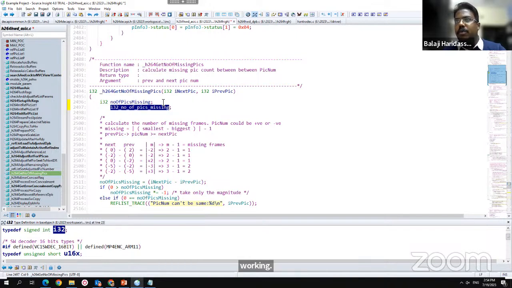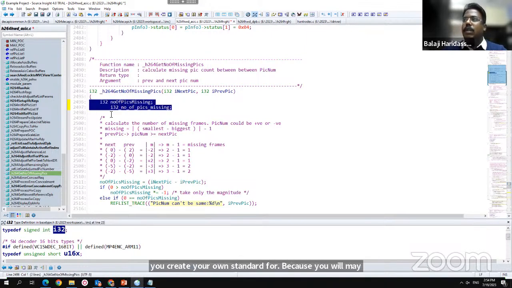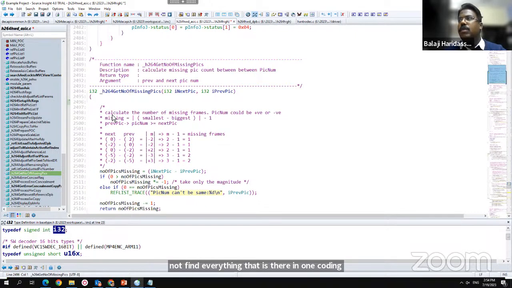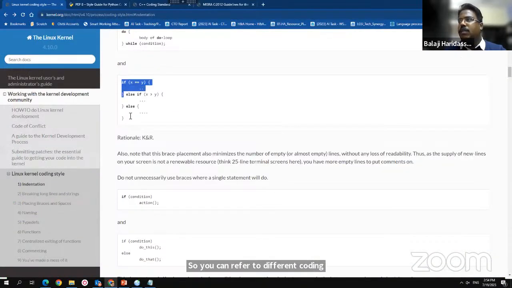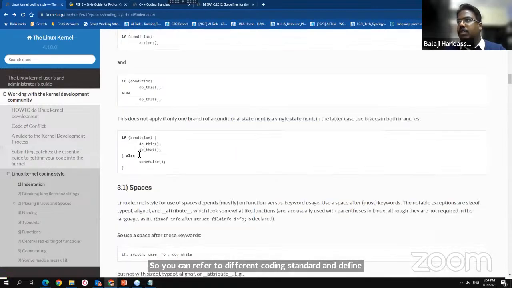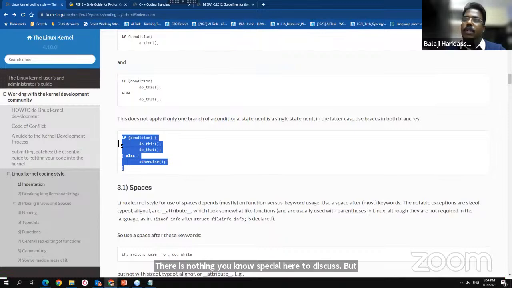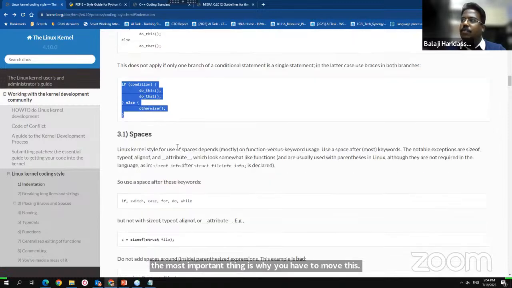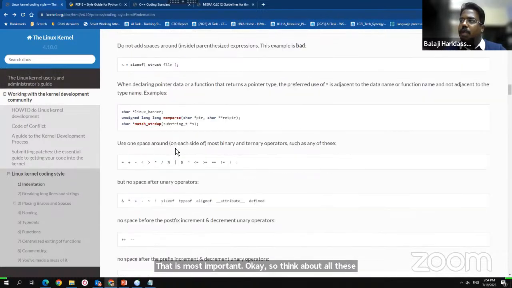Okay, so I would suggest you create your own standard for SRM, because you may not find everything that is there in one coding standard. So you can refer to different coding standard and define your own coding standard. Referring to this is pretty easy. There is nothing special here to discuss. But the most important thing is why you have to do this. That is most important. Okay, so think about all these things and you can create your own documentation telling SRM C guidelines, SRM C++ guidelines, SRM Python guidelines.